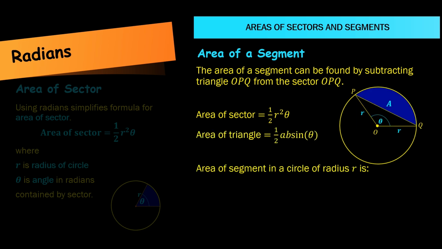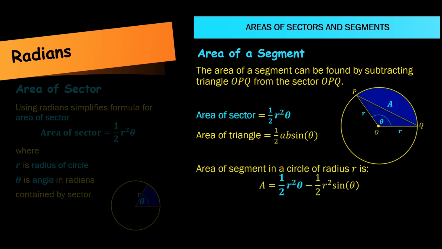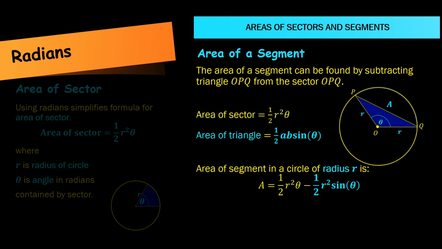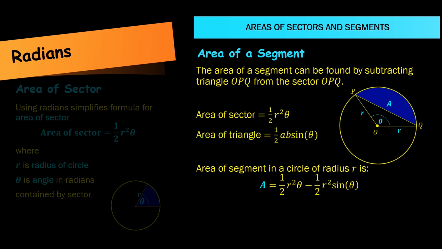The area of the segment in a circle of radius r is A equals 1/2 r squared theta, which is the area of a sector, minus 1/2 r squared sine theta, which is the area of this triangle. Factorising gives us that A equals 1/2 r squared times theta minus sine theta.